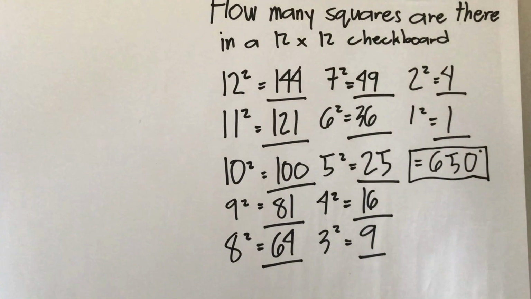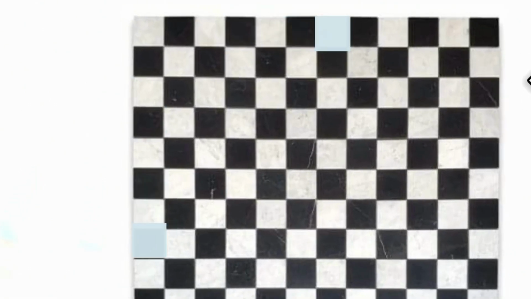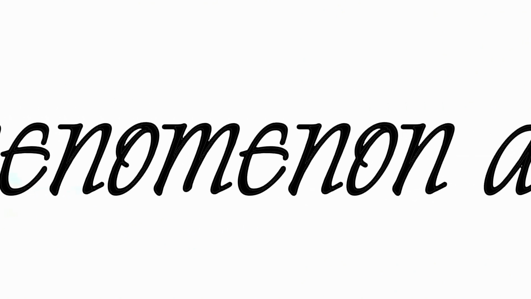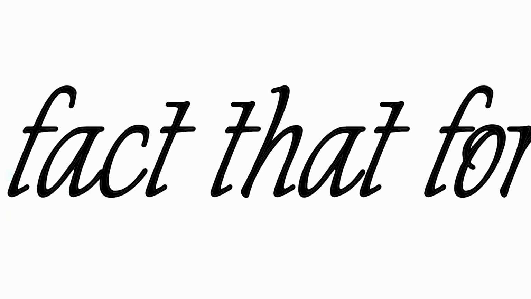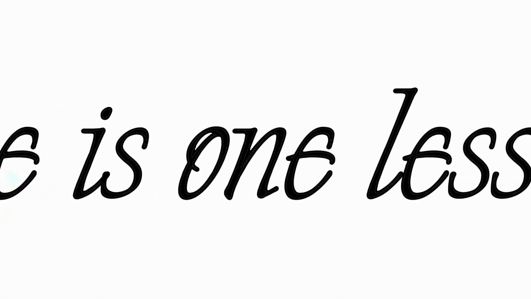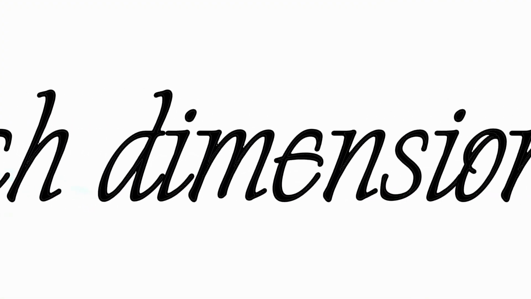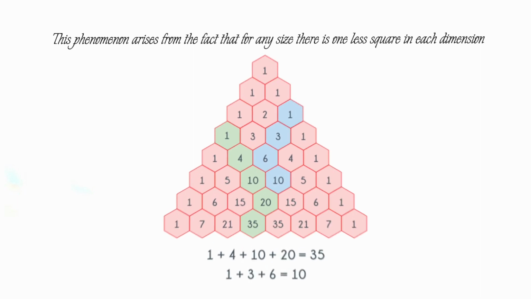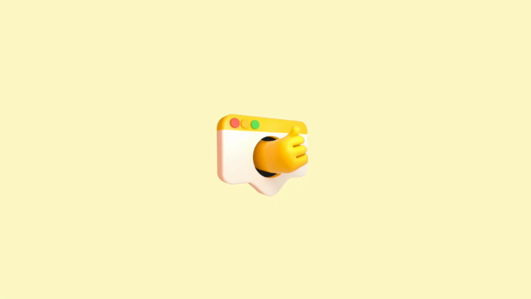Before we conclude, let's take a moment to appreciate the beauty of this puzzle. The number of squares of each size diminishes by 1 as we progress from smaller squares to larger ones. This phenomenon arises from the fact that for any size, there is one less square in each dimension. It is a captivating example of combinatorics. That wraps up our journey through the realm of squares on a 12 by 12 chessboard.